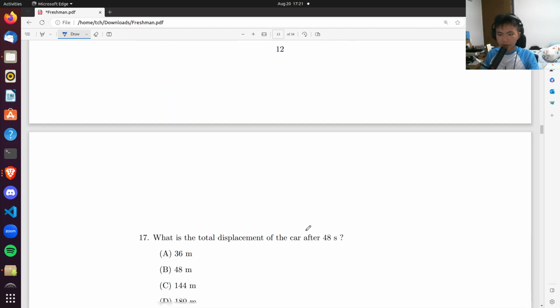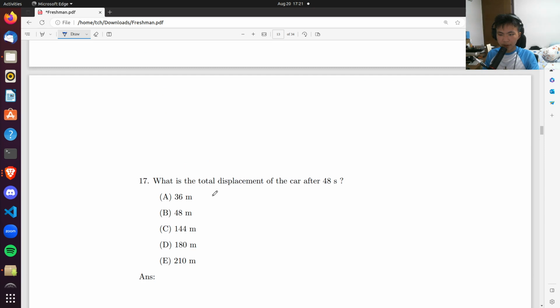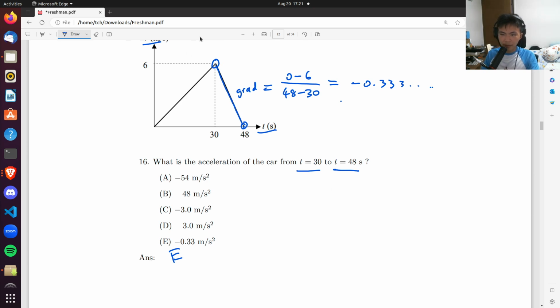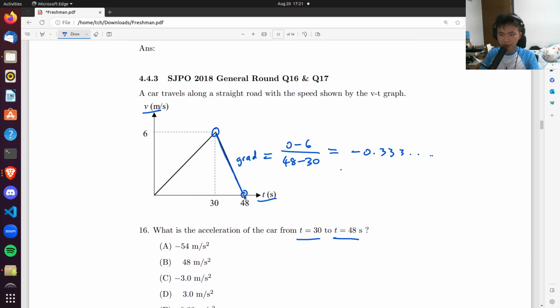Okay, so for the next question, what's the total displacement of the car after 48 seconds? You see that the car stops at 48 seconds, right? The velocity is 0. The car was initially at rest, then it accelerated up, then it decelerated, and after that, it came to rest again. So they want us to find the distance here. But the distance is just the distance, right?